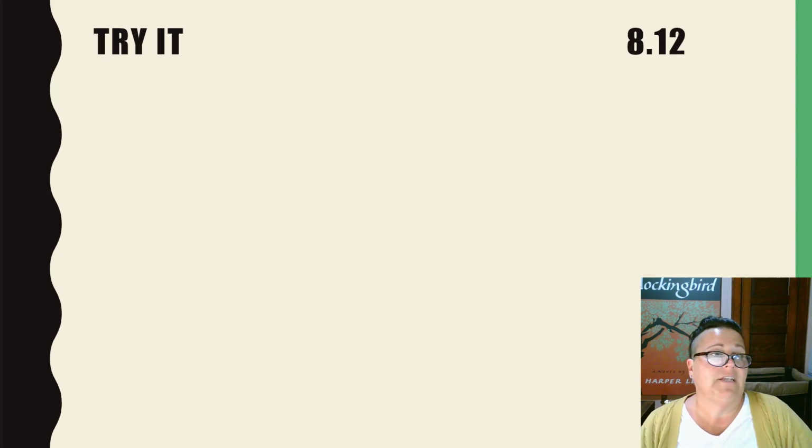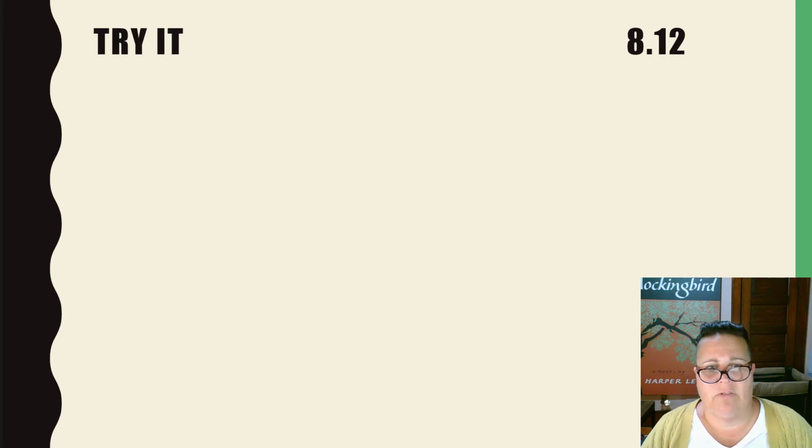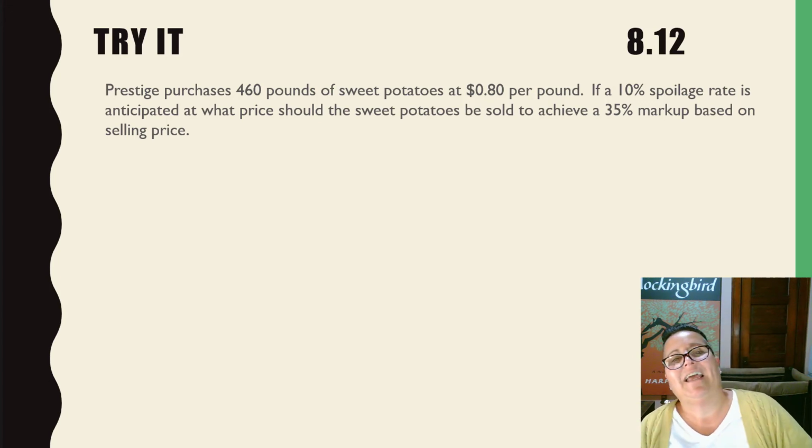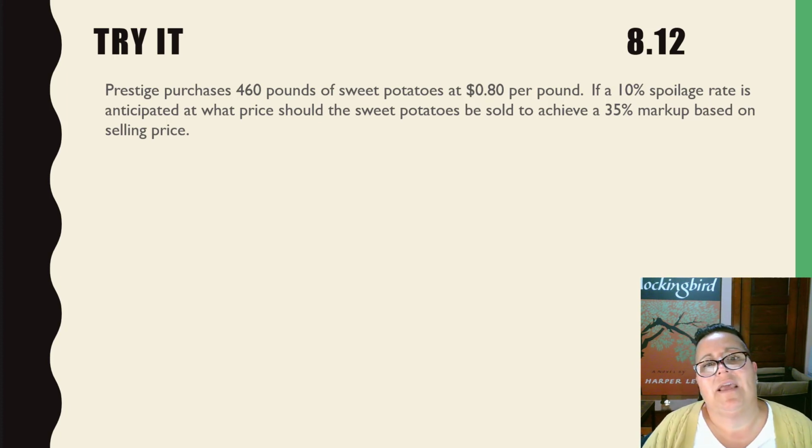So I would like to try a couple of problems. I'm realizing I say so an awful lot. Trying a problem to begin with. So Prestige purchases 460 pounds of sweet potatoes at 80 cents per pound. They have a 10% spoilage rate anticipated, meaning they're not sure they'll get that, but that's how much spoilage they think they'll get. At what price should the sweet potatoes be sold to achieve a 35% markup based on selling price?